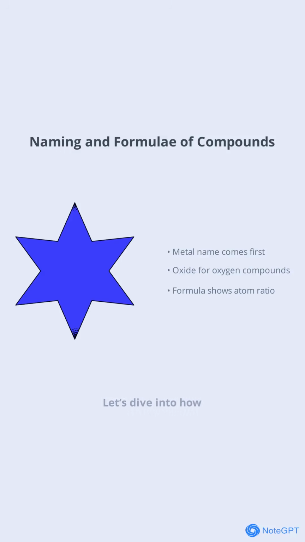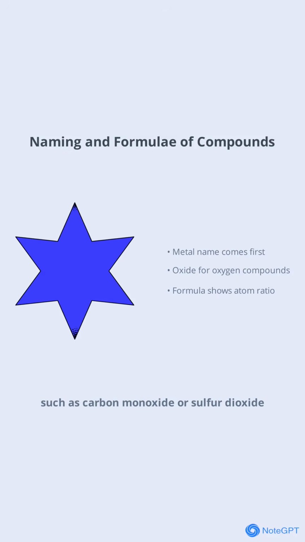Let's dive into how compounds are named and represented. When a compound is made from a metal and a nonmetal, the metal's name comes first. For example, in magnesium fluoride, magnesium is the metal and fluoride comes from fluorine. If the nonmetal is oxygen, the compound ends with oxide, like copper oxide. For compounds with nonmetals and oxygen, monoxide means one oxygen atom and dioxide means two, such as carbon monoxide or sulfur dioxide.